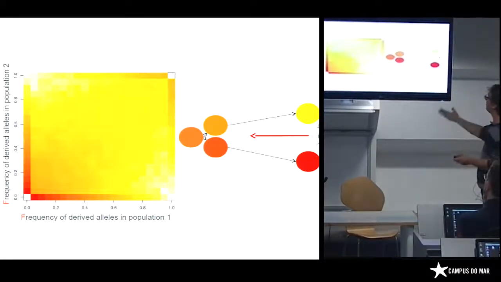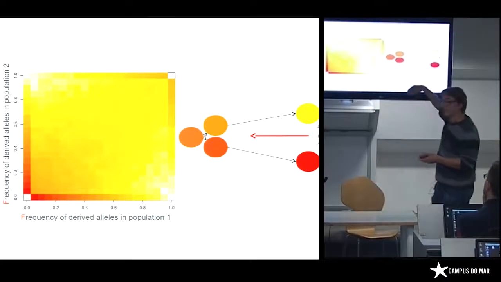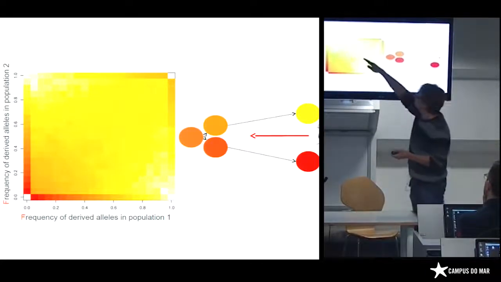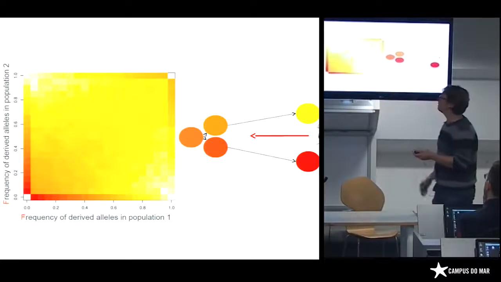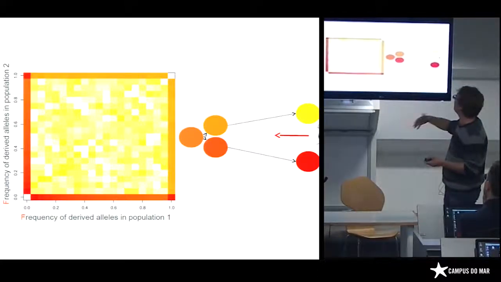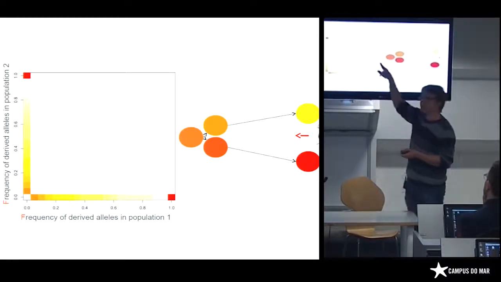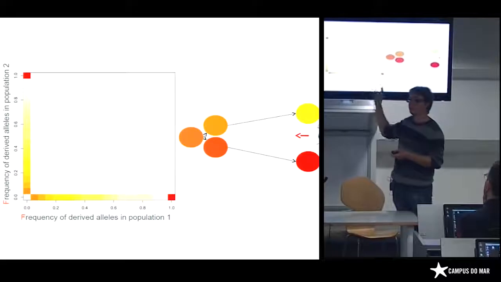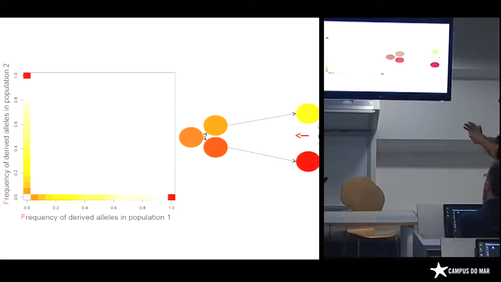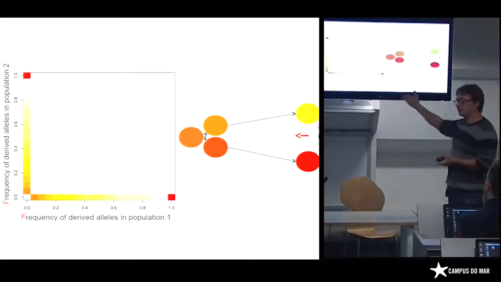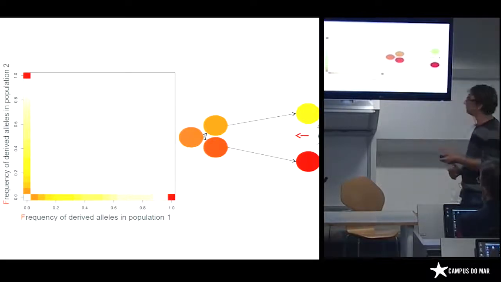And with time, you have drift and fixation of alleles in the two populations, little by little. And at the end, you have only fixed differences and private polymorphism in the two populations. So this is to illustrate that under a simple model of divergence without gene flow, the joint SFS contains the information of the time of divergence.